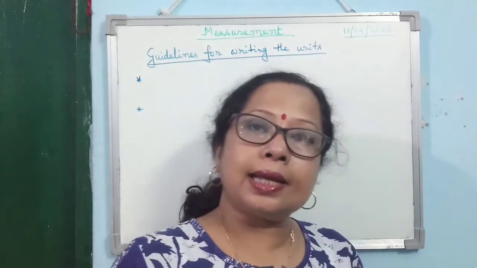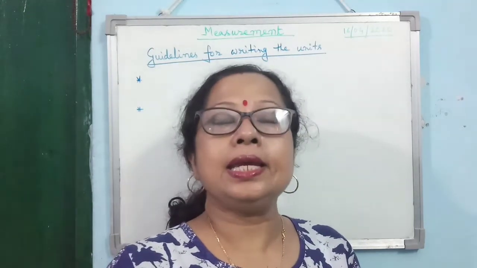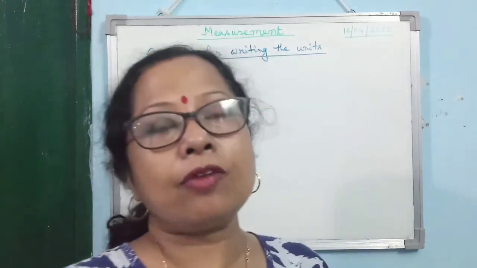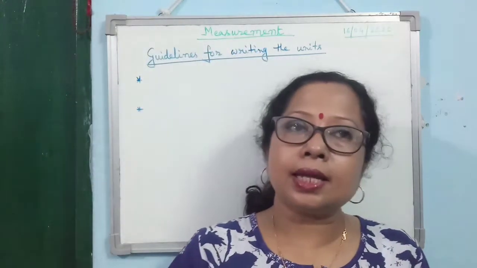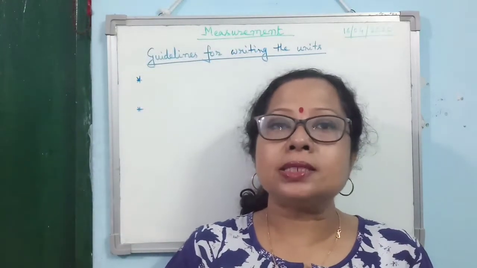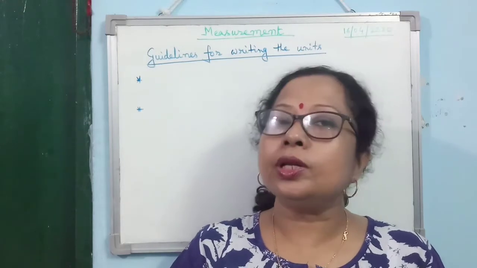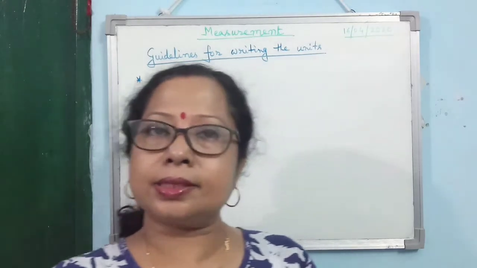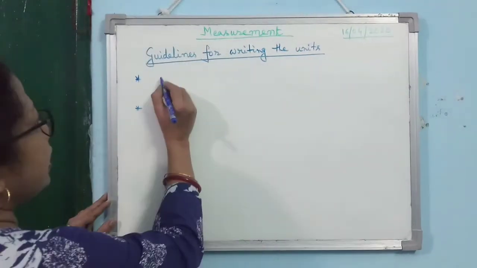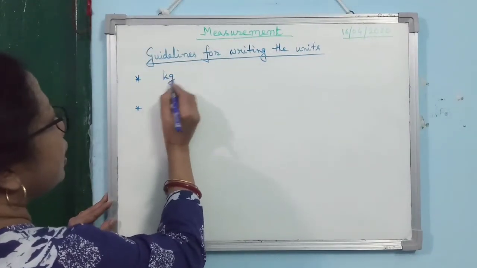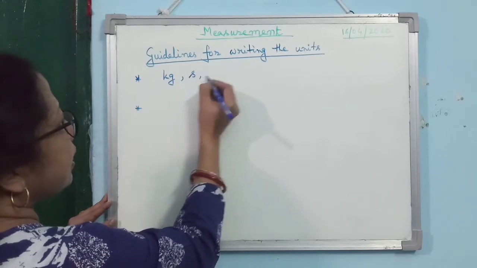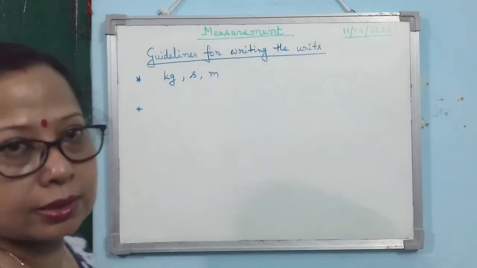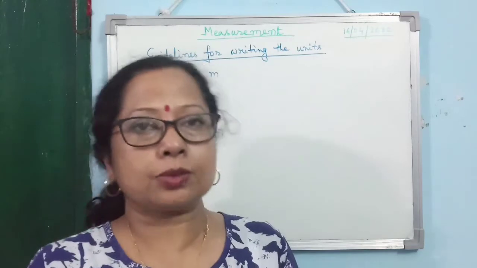The first guideline is that whenever any unit is not named after any scientist, just like the unit of mass is kilogram, and the unit of time is second, these are not the names of scientists, then we always write it in small letters. You see kg, second, meter, like this. Okay, this is the first point.